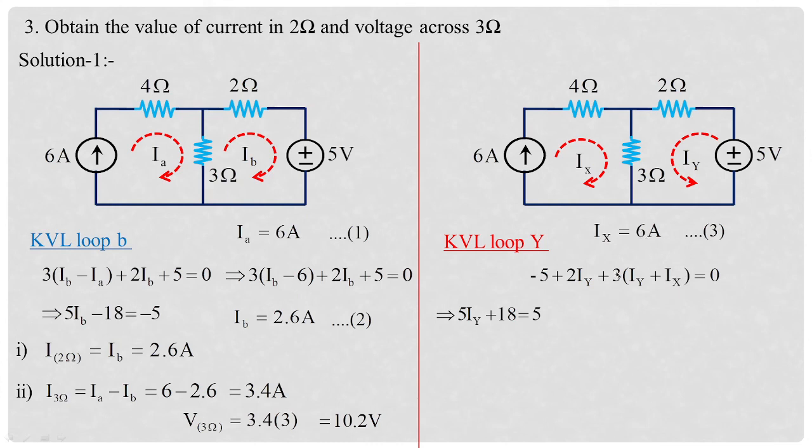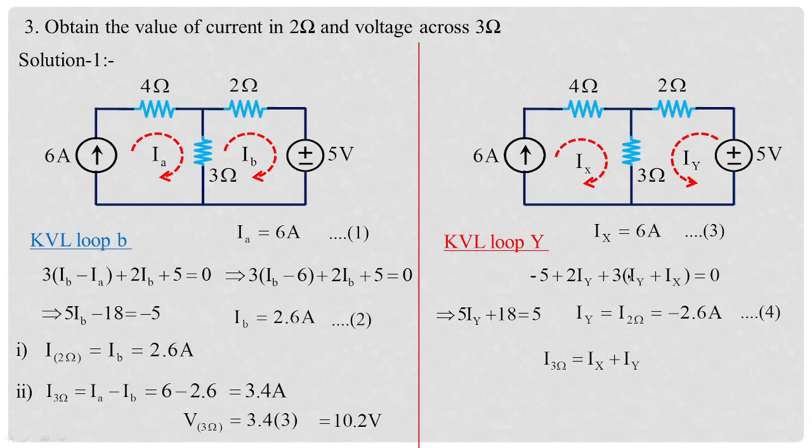So 6 into 3 will become 18. So that's why you got the value as 18. You have 3 plus 2 which is 5 IY, and this 5 has reached to the other side of the 0. So it becomes positive 5. So IY you are going to get as minus 2.6 amperes. I hope you understood how you got the value of IY which is equal to minus 2.6 amperes.